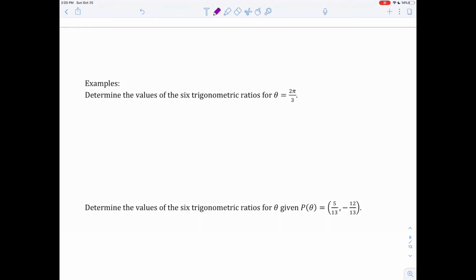We're going to determine the values of the 6 trig ratios given theta is 2 pi over 3. Don't forget those handy-dandy triangles can be useful. This is a pi over 3 family. So if you need to, write down the triangles because they exist.